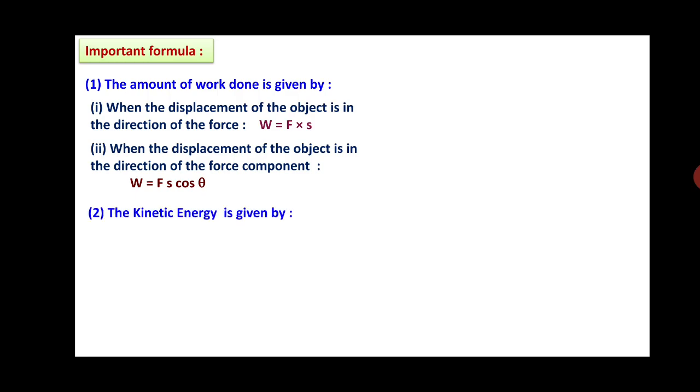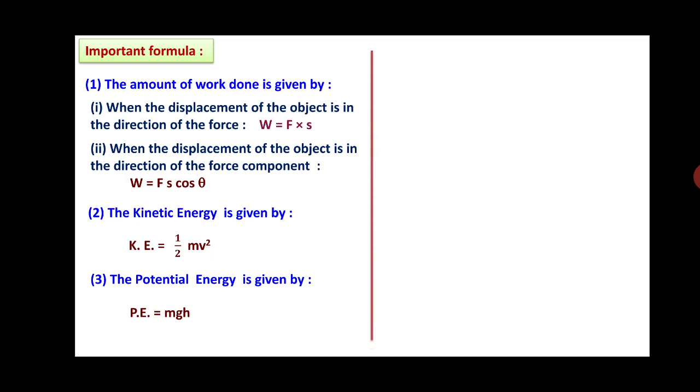The kinetic energy is given by K is equal to half into mv square. Third, the potential energy is given by PE is equal to mgh. Fourth one, the power is given by P is equal to W upon T. Friends, whatever symbols we have used have their usual meanings. You have to recall some formulas that you have already learned in the previous topics. Those are also helpful while solving the problems.